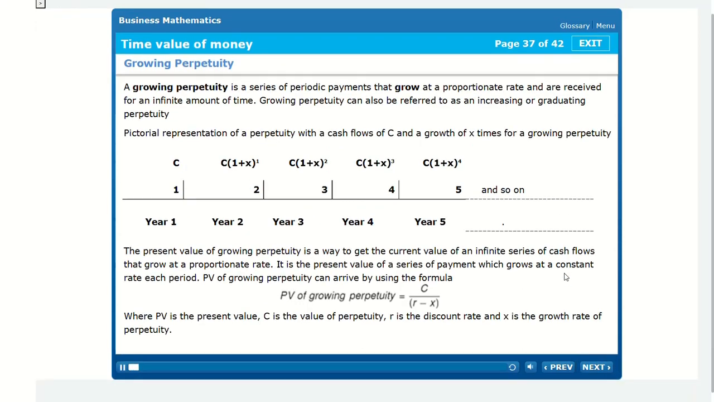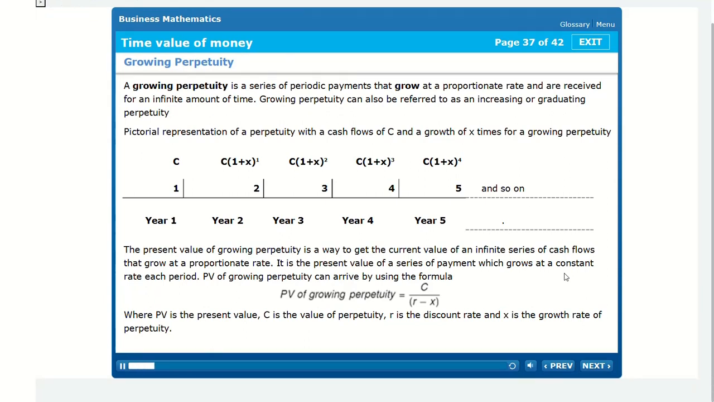Growing perpetuity. A growing perpetuity is a series of periodic payments that grow at a proportionate rate and are received for an infinite amount of time. Growing perpetuity can also be referred to as an increasing or graduating perpetuity. Pictorial representation of a perpetuity with the cash flows of C and a growth of X times for a growing perpetuity. The present value of growing perpetuity is a way to get the current value of an infinite series of cash flows that grow at a proportionate rate.